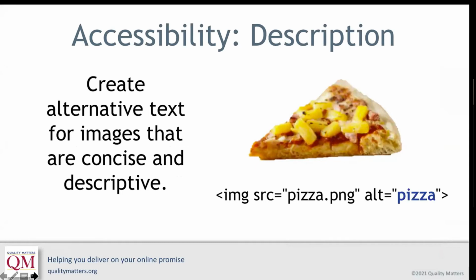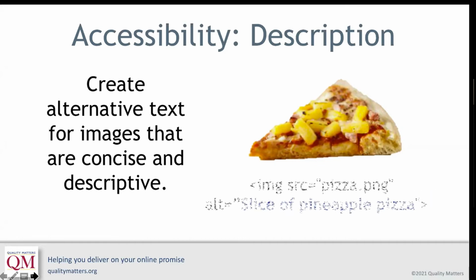This is really important. Make sure, though, that they're concise and descriptive. But without creating an alt tag here, screen readers are going to read, for example, the source file instead of a descriptive image. So you have to put that in. And I have an example here. Putting the alt description in as pizza, it's accurate, but it's not entirely descriptive. Let me give you the alternative: slice of pineapple pizza.